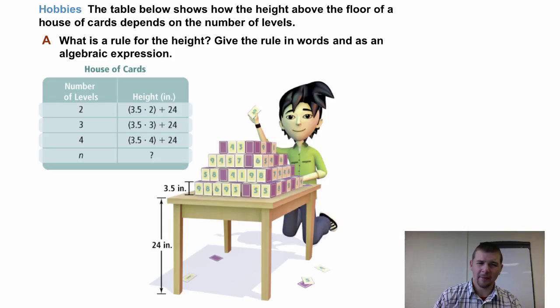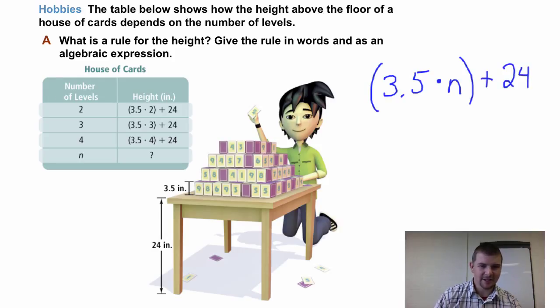So let's consider where the number of levels was inserted into each of the expressions at the right. Well, 3.5 was in place as the first of two terms in our parentheses, and that was 3.5 times 2, times 3, times 4. Note those were the number of levels. So for us in this case, our expression will be 3.5 times n, and then we have to add or sum that value with the height of the tabletop, 24. And of course, I've left out our inches, our units, but we'll recall that we're dealing with inches.